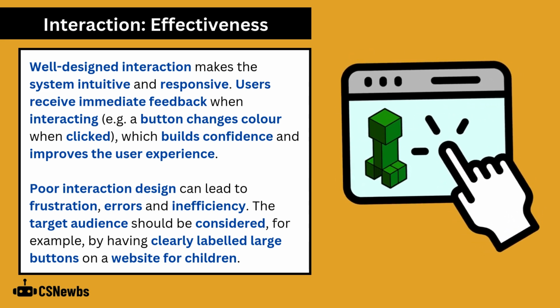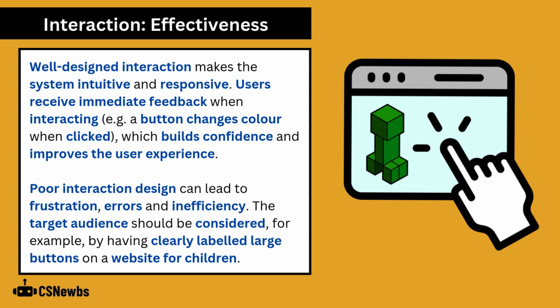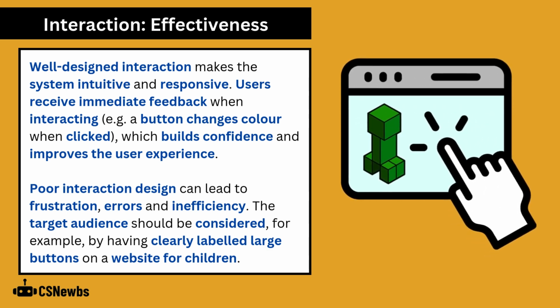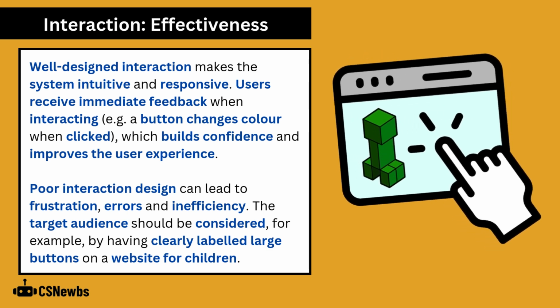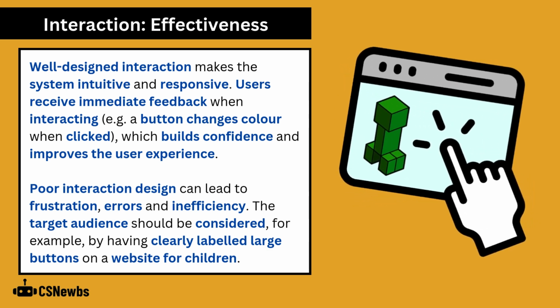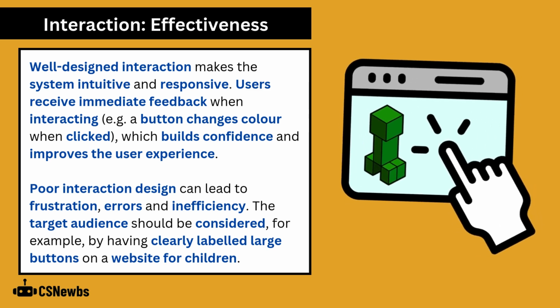Users receive immediate feedback when interacting, for example a button changing color when clicked, which builds confidence and improves the user experience. Poor interaction design can lead to frustration, errors, and inefficiency. The target audience should be considered, for example by having clearly labeled large buttons on websites for children.